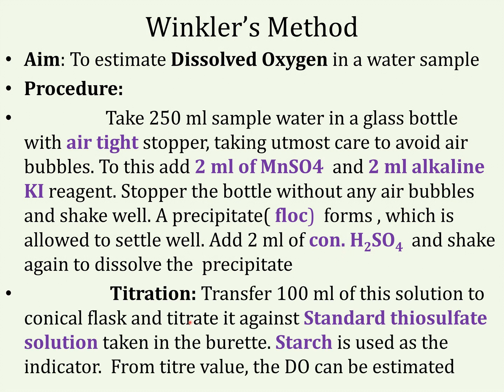Okay. Now for the titration, we are going to take 100 ml of water out of this into the conical flask. And it is titrated against, we know against what? Standard thiosulfate taken in the burette. And starch solution is used as the indicator, and from the titer value we can find the dissolved oxygen. So that is the procedure of the Winkler's method.